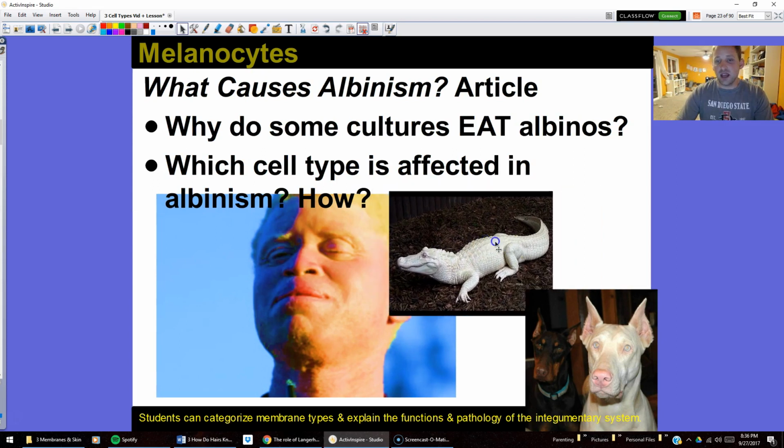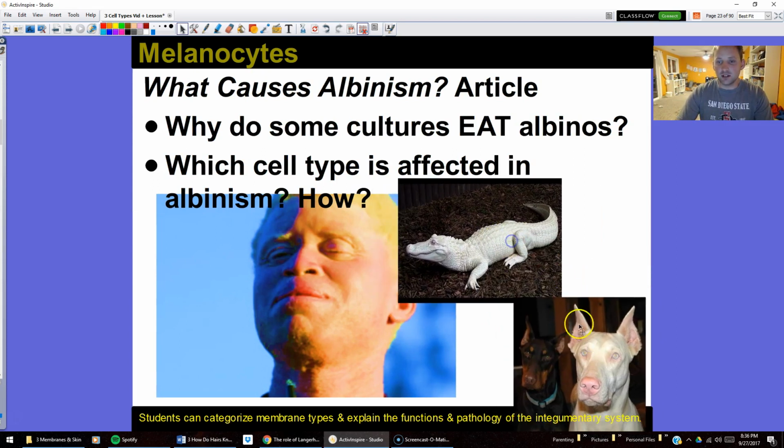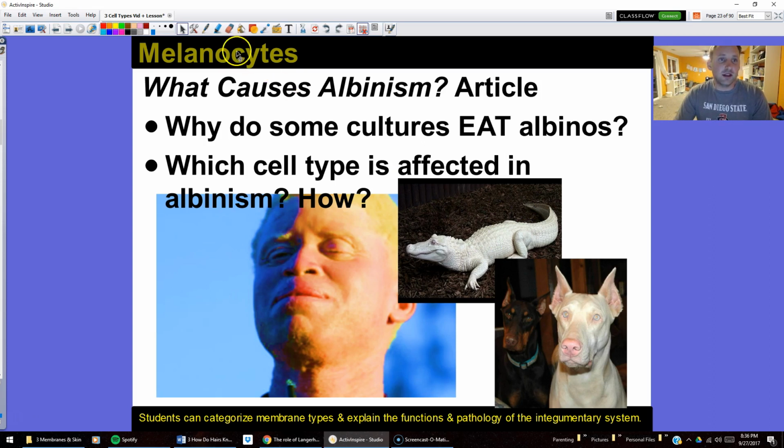And yes, any kind of animal can also be albino. An alligator, a crocodile, a dog, you name it. If it produces melanin, it can have a mutation that makes it an albino.